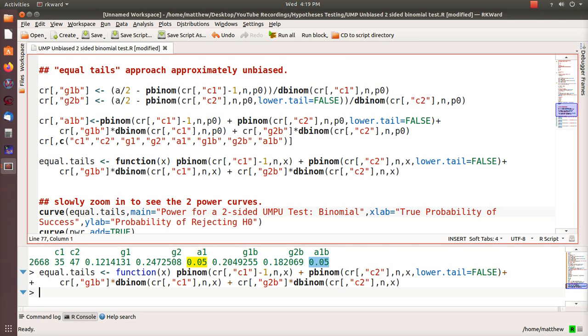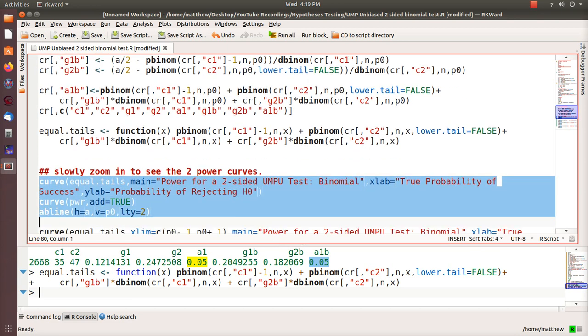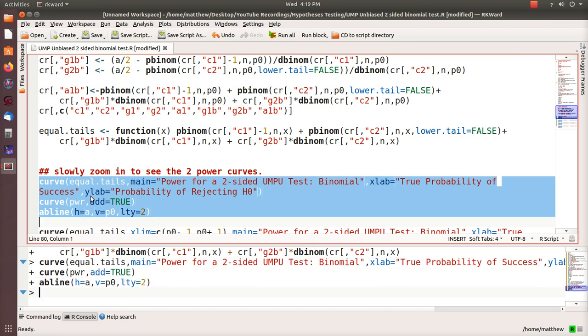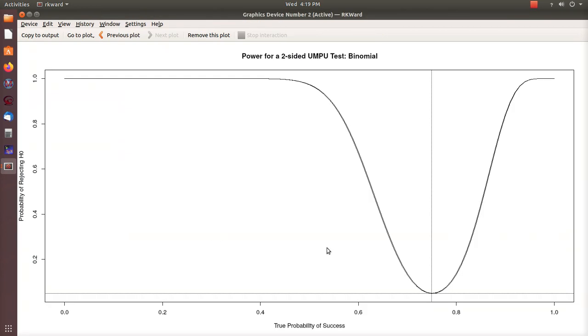And now I want to slowly zoom in on these two different power curves. Remember, the power curve for the equal tails test is not unbiased. So let's look at it here. So this is from a high level standpoint. And look at the two curves. They are essentially unique. The line that you can sort of see that there's two lines, or at least I can from my screen. I don't know if you're able to from your viewpoint, but essentially the same. And they definitely both look unbiased, above the 0.05 level.